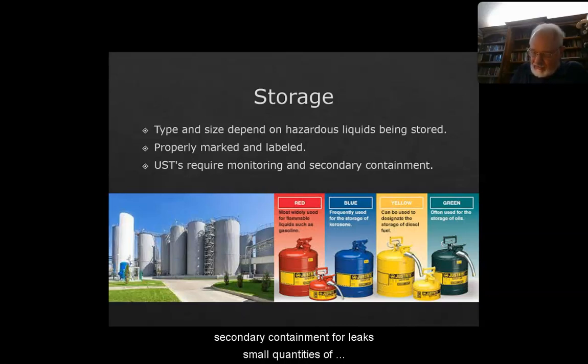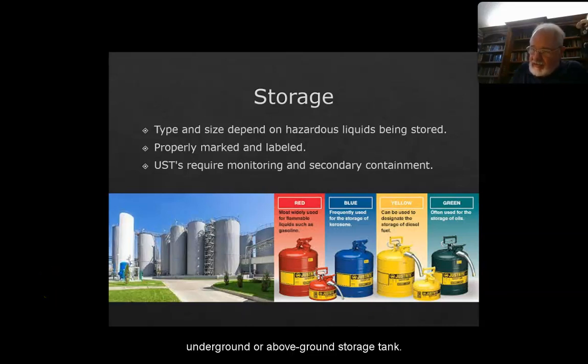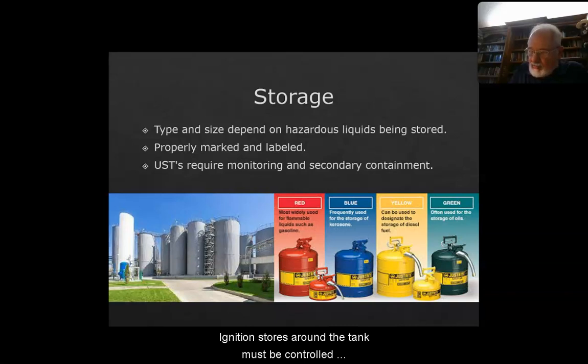Small quantities of hazardous liquids must be stored and used within control areas, and the appropriate storage cabinets complying with UL or NFPA should be used. Storage can also be in drums, portable tanks, and underground or above-ground storage tanks. Ignition sources around the tank must be controlled. Monitoring systems must be installed to detect leaks, and the secondary containment system must be in place in case of a leak. Overfill protection must stop filling at 90 to 95% capacity.